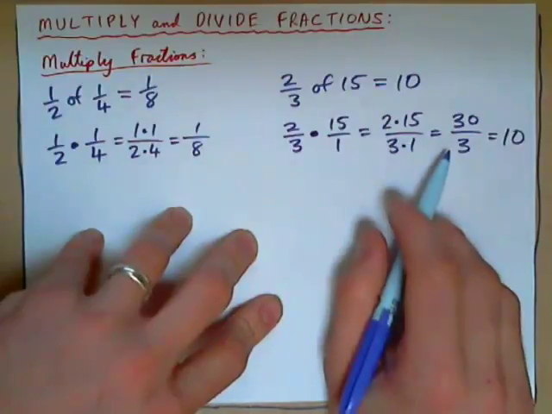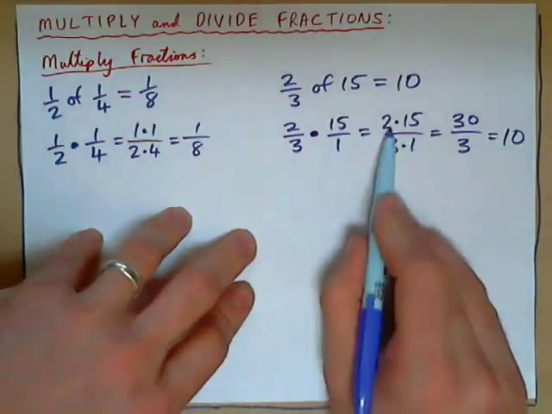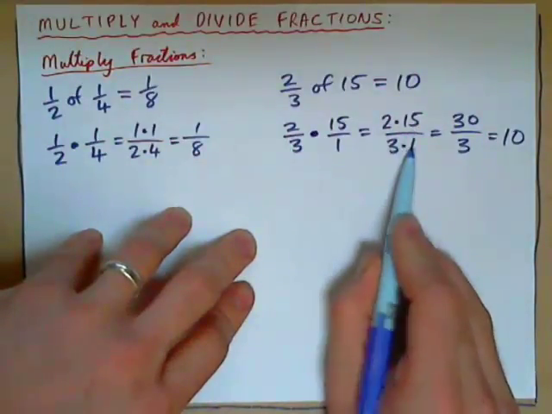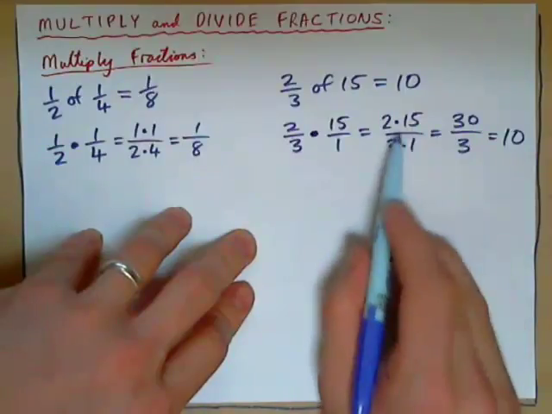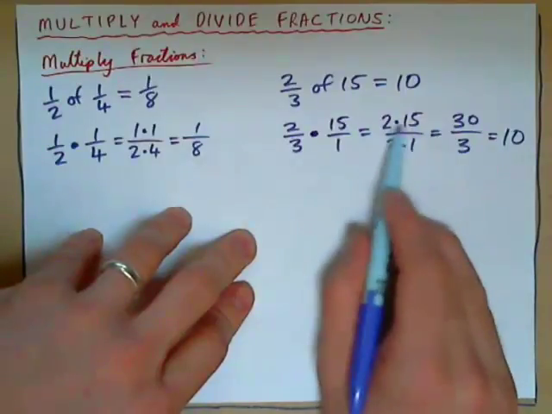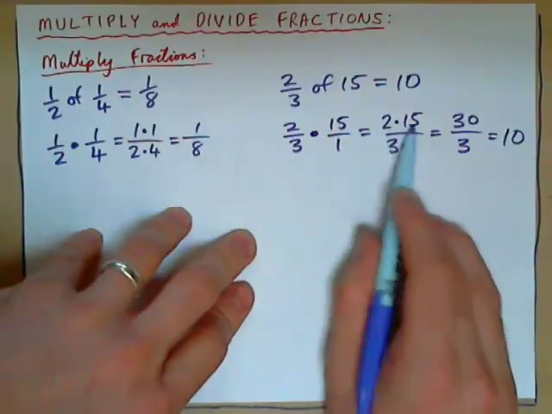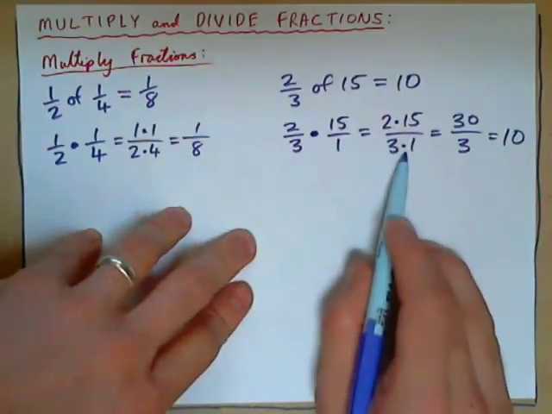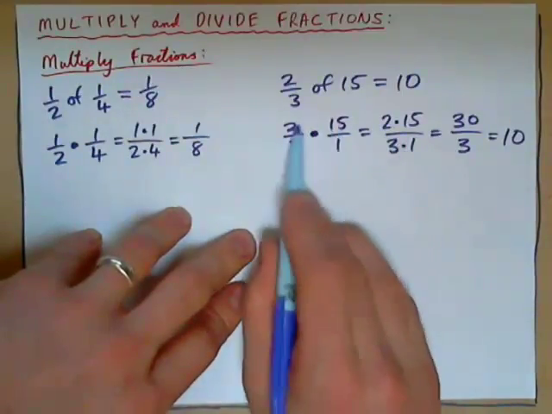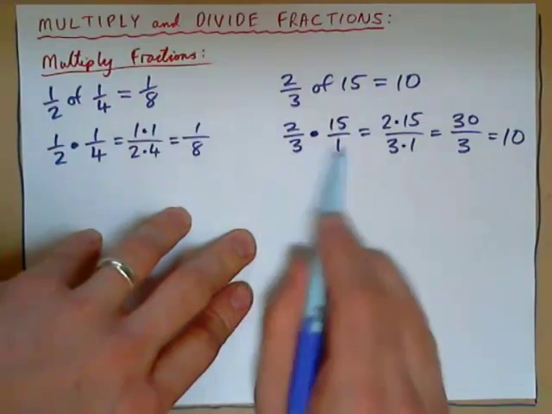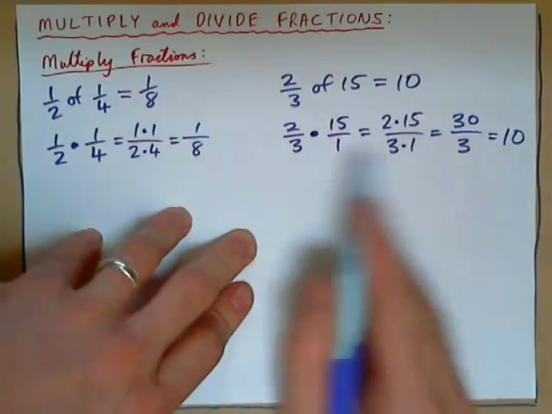So the rule for multiplying fractions actually is multiply the tops, then multiply the bottoms, and then divide. Now you know the tops are called the numerator. The top of a fraction is called the numerator, and the bottom is called the denominator. So we multiply the numerators, and then we multiply the denominators, and then divide.